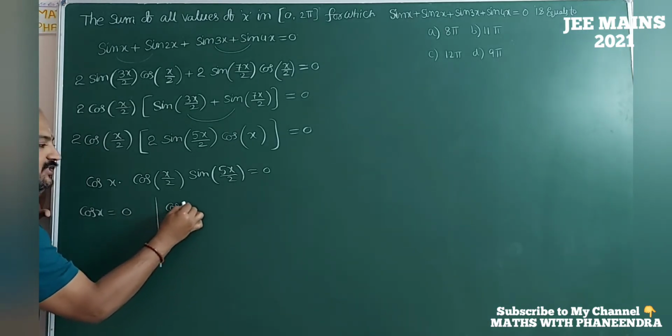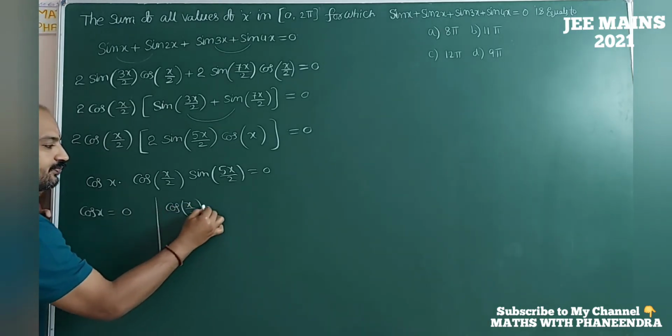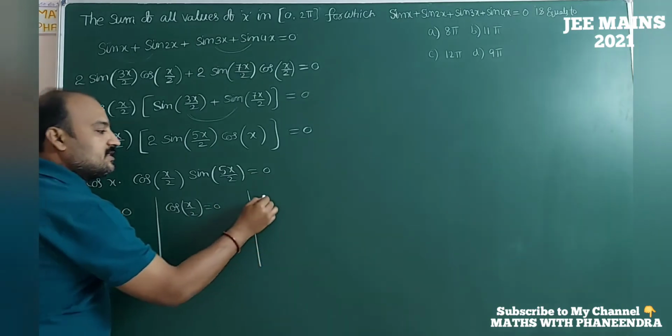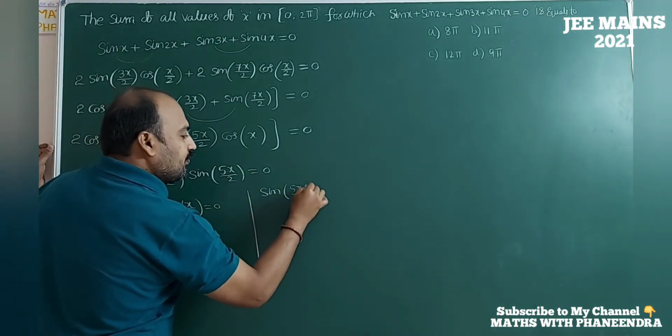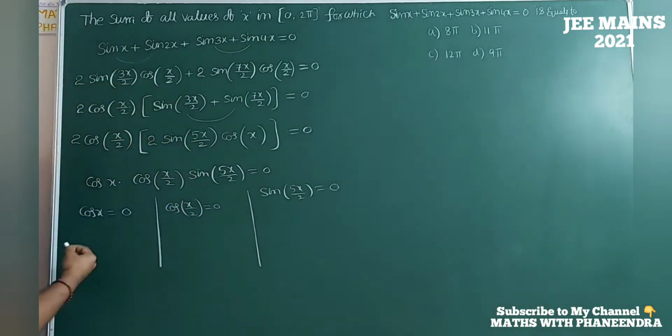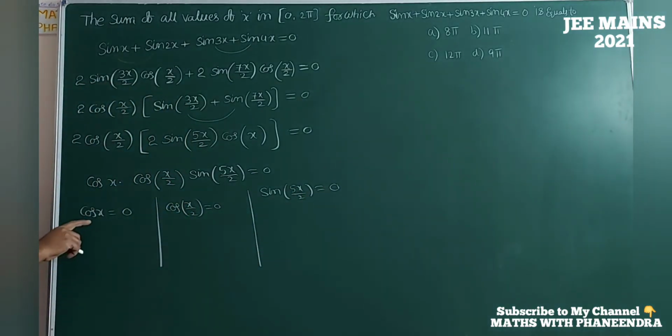cos x by 2 is equal to 0. sin 5x by 2 is equal to 0. So for all these we will apply the general solution. Cos x equal to 0 means generally x equal to (2n plus 1) into pi by 2.